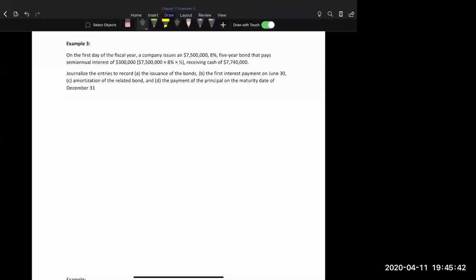All right, guys, so here we are on example number 3. Let's read it through together and see if we can solve parts A, B, C, and D. It says on the first day of the fiscal year, a company issues a $7.5 million, 8%, 5-year bond that pays semi-annual interest of $300,000, receiving cash of $7,740,000. It's asking us to journalize the entries for the issuance of the bond, the first interest payment on June 30th, the amortization of the bond, and lastly, the repayment of principal, okay?